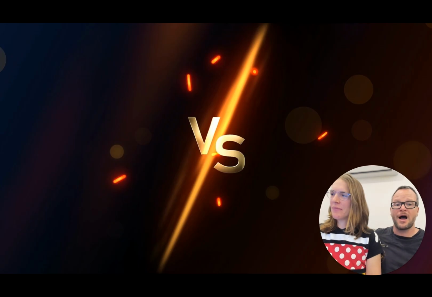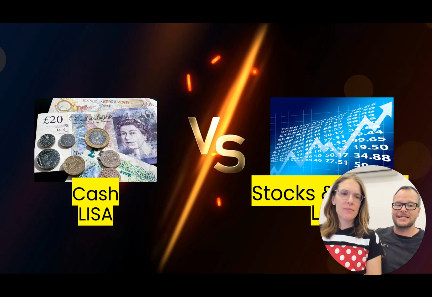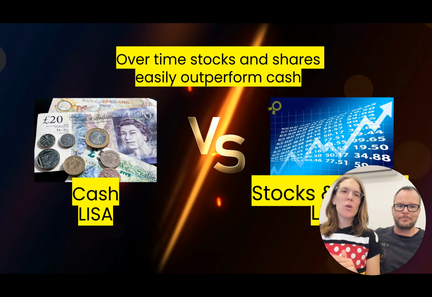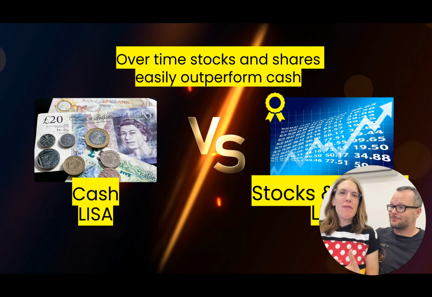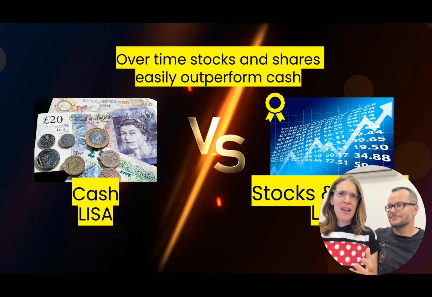Now, there are 2 types of LISA. There is the cash LISA and there is the stocks and shares LISA. And the reason that we're looking at this is because over time, stocks and shares will always outperform cash. Stocks and shares are the winner. But of course, then comes the question, well, how long are we investing for? If I'm going to be saving up for a house deposit, am I thinking about buying in 5 years, 3 years, 1 year, 6 months, 2 years? Who knows? So we need to think about how long you're investing for.